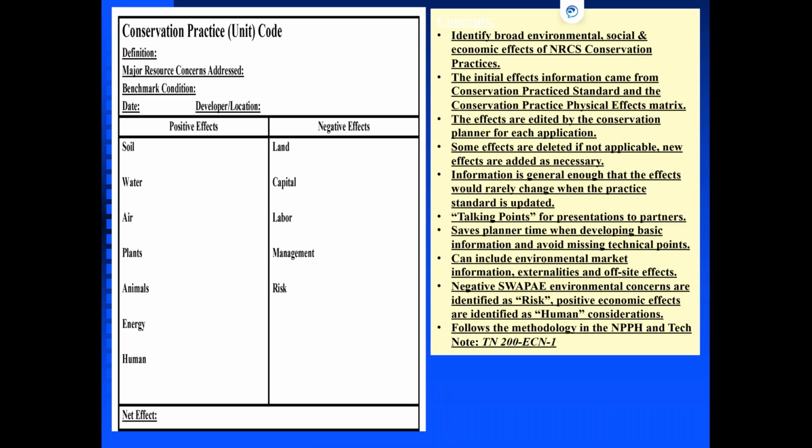They have SWAPA on the left talking about how this particular practice will affect each of the resource concerns. Sometimes a practice won't affect one of the resource concerns at all, and it really expands on the human part of it. Then on the right side, you have the main economic categories that we review. You have the land, the capital, the labor, the management, and the risk. And in the end, the net effect, that's the discussion about profitability.